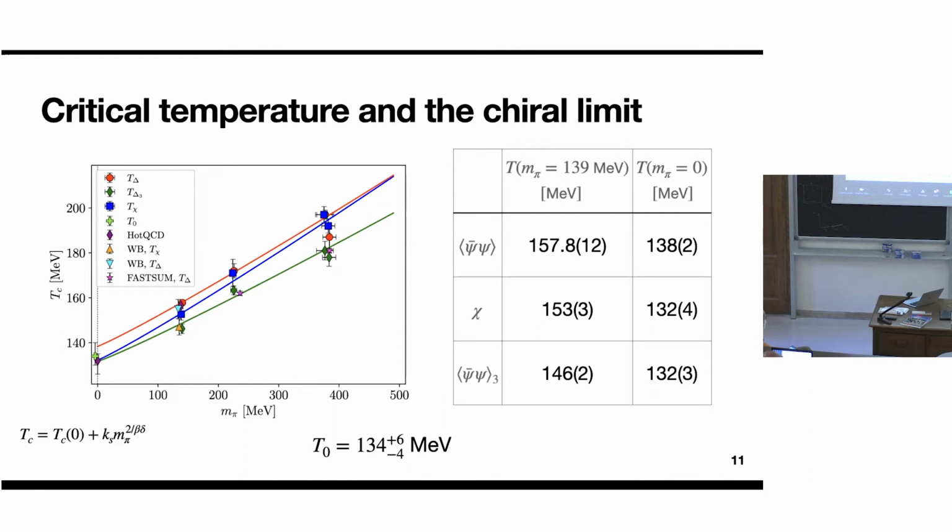It would also, of course, be interesting to compare with the results of other groups, and it turns out that they are in nice agreement. And we can also make a prediction for the critical temperature in the chiral limit, which in this case would be 134 plus 6 minus 4 MeV, based on the extrapolations of all these three observables.